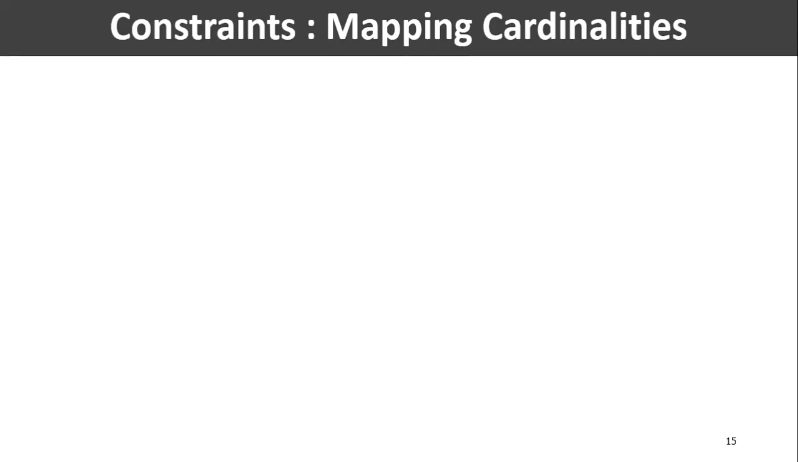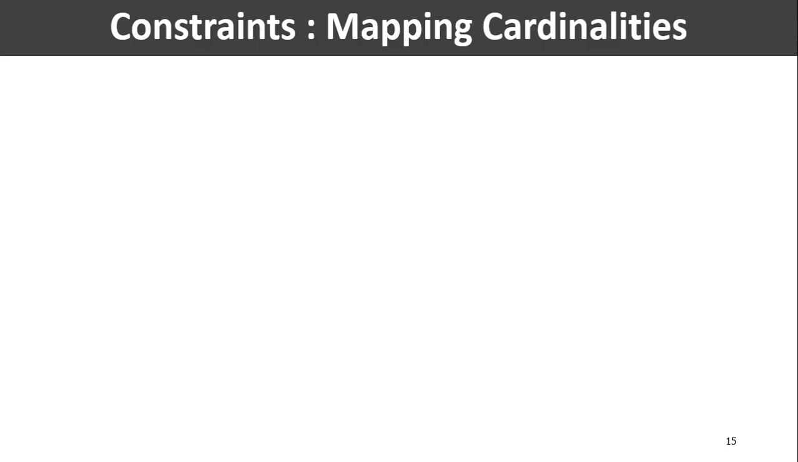So let's begin with constraints. Whenever we draw ER model, our ER model can be drawn such that it may define certain constraints to which the contents of the database must conform. So today we are going to talk about two kinds of constraints. First is mapping cardinalities and second is the participation constraints.